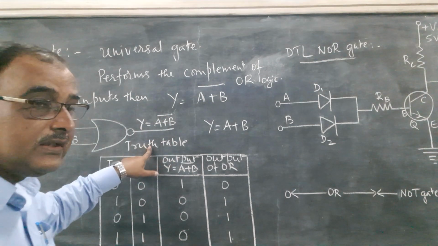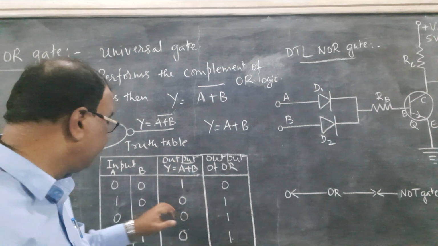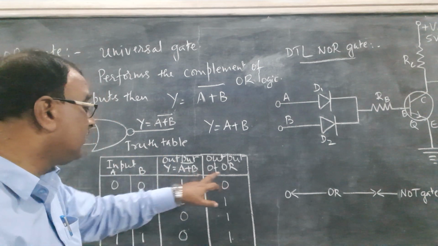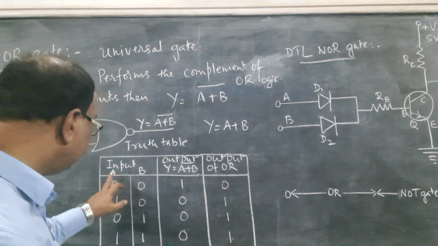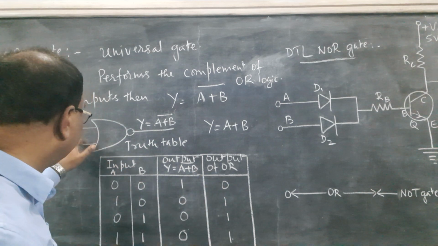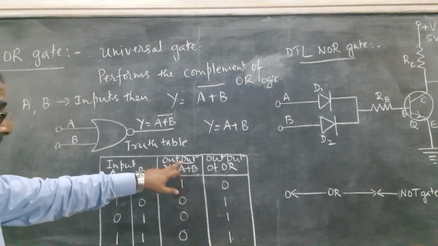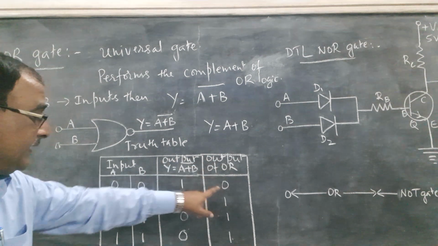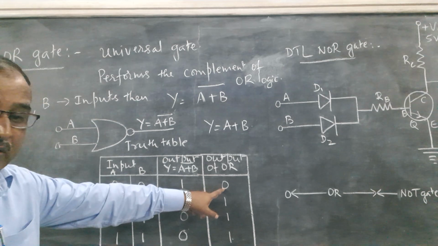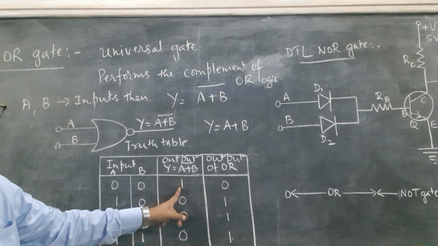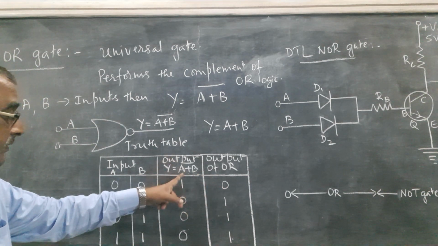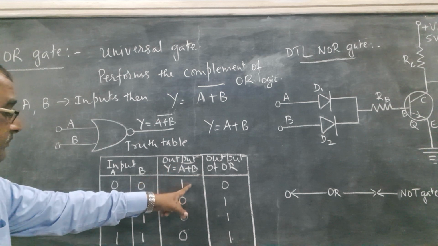Now what about the truth table of the NOR gate? As I told you, it is the complement of OR. Suppose there are two inputs A and B, both 0, so the output will be 1, because the output of OR gate is 0 plus 0 is 0, and its complement is 1. So the output of the NOR gate is y equal to (a plus b) bar.